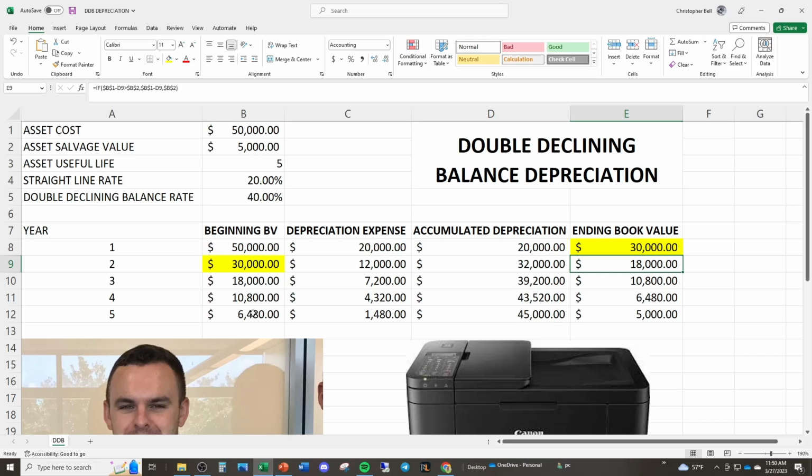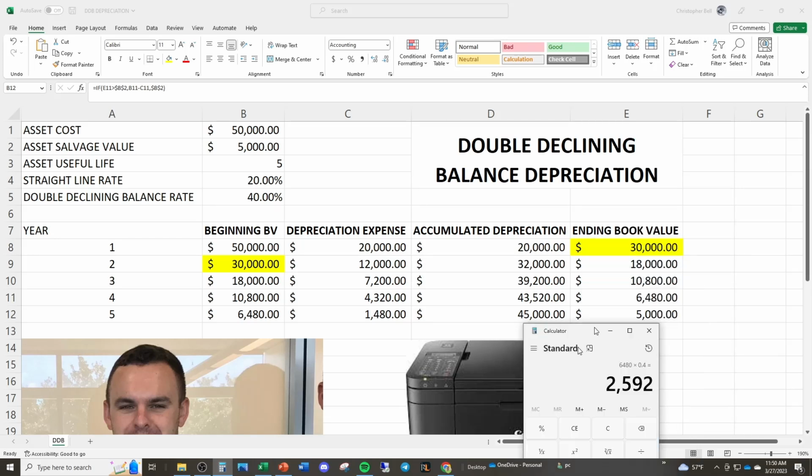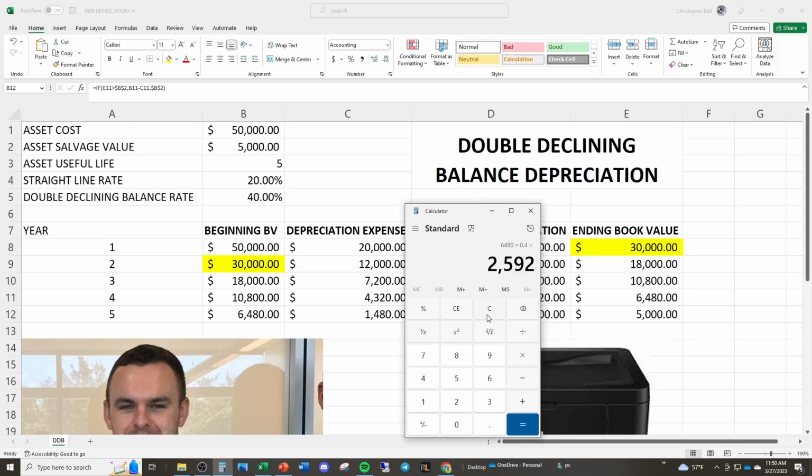Now, here's where the problem comes in. If we took $6,480 and we depreciated it at 40%, what would that give us? Well, we'd have depreciation expense of $2,592. And if we took $2,592 and subtracted it from $6,480, we would have ending book value of $3,888. But the salvage value is $5,000. We can't go below salvage value.